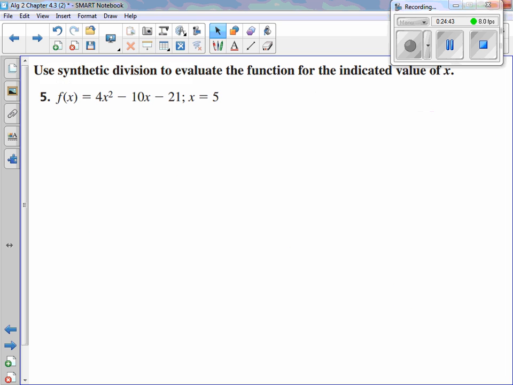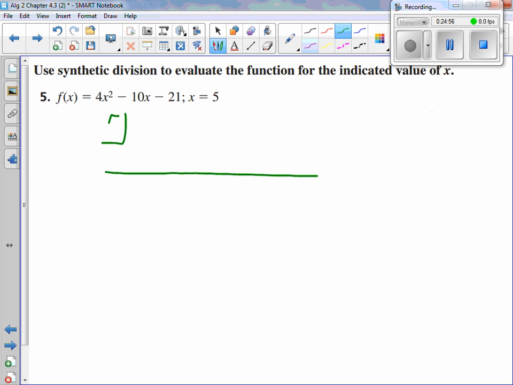So if I want to evaluate this for when x is equal to 5 using synthetic division, I'd set it up. Now, what number is going to go in our cubbyhole? 5. I don't have to solve it for anything because it told me x is equal to 5, yes? If it has x equals, that's just the value. Now going across the top, we'll have 4, negative 10, and negative 21. Then what do we do? We drop the 4.